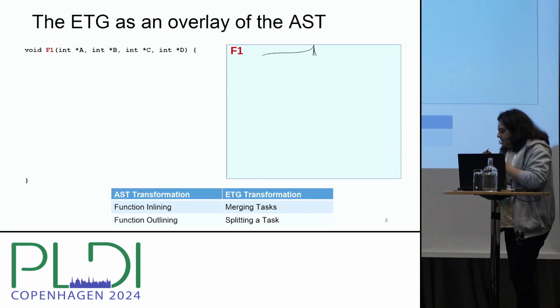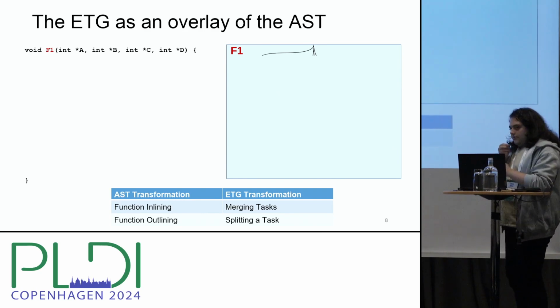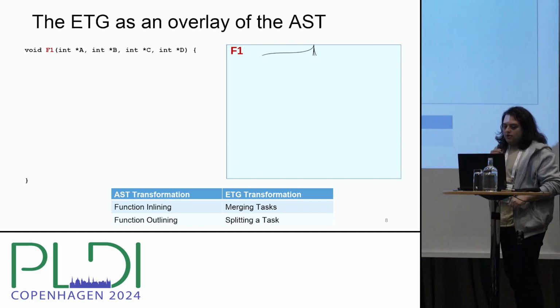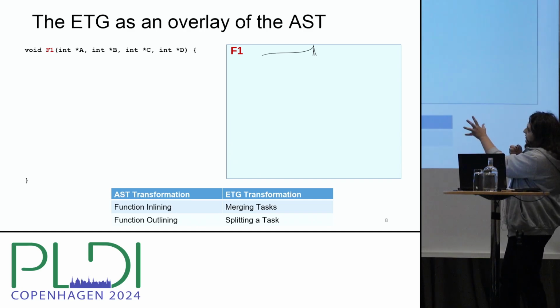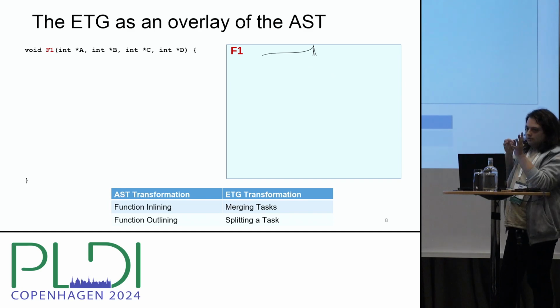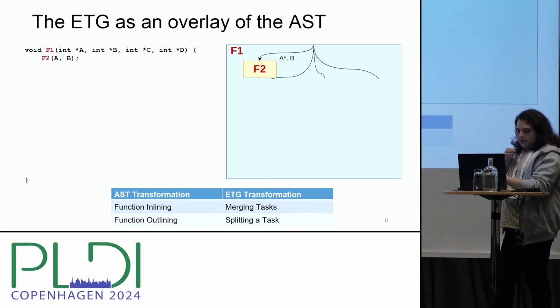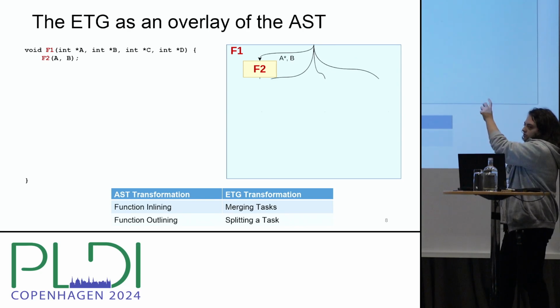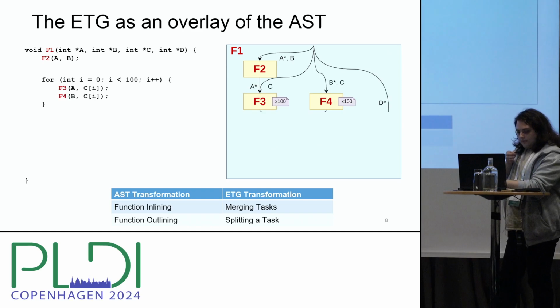And as I said before, the extended task graph is an overlay of the program's AST. So everything we perform on the task graph is reflected on the AST and is always kept correct. Whatever we do on the graph will be reflected on the AST, and we can then generate code according to that. So if I have a function called F1, that will be my starting task. And then I have a call to F2, which is going to be mapped into its own task, F2.